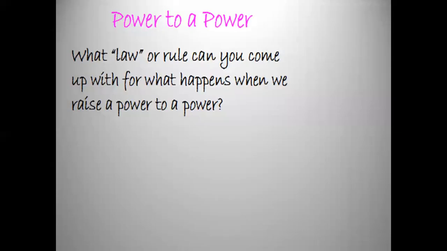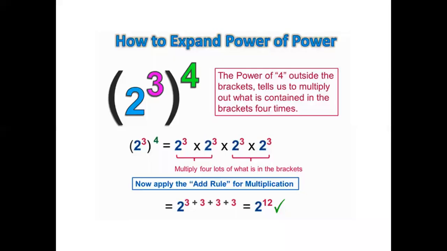Let's see the third law, that is power to a power. What law or rule can you come up with for what happens when you raise a power to a power? See, how to expand power of a power. The example is given here, 2 raised to the power 3, and out of the bracket it is given 4. So 2 raised to the power 3, we are writing 4 times, multiplying 4. Here we are going to add 3, 4 times, that is 3 plus 3 plus 3 plus 3, that is 12. This is called the add rule for multiplication.